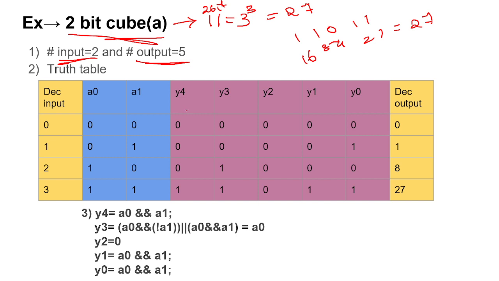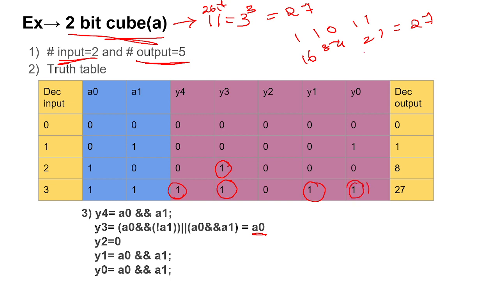Followed by this, we will write the expression, like here it is 1 1, a0 and a1. For y3, this is simple, so we can directly use Boolean algebra to solve this. So a0 a1 bar or a0 a1, we will obtain a0. Y2 is 0. Y1 is again a0 and a1.